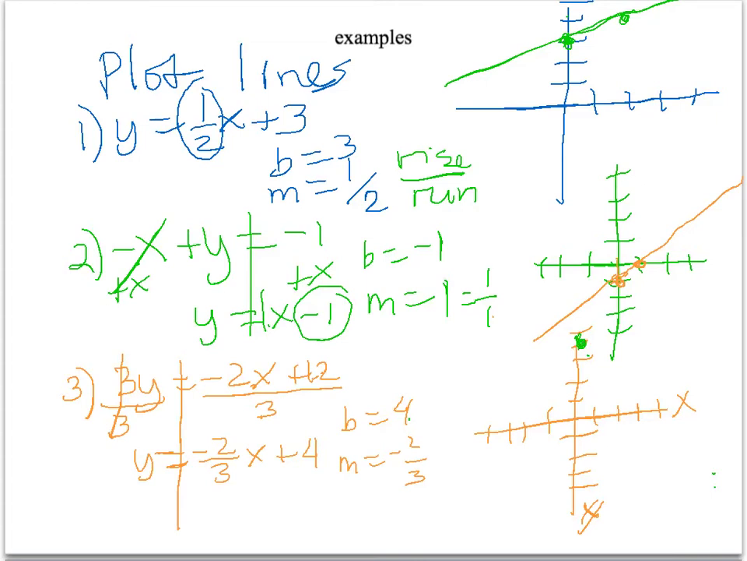Now my slope is negative 2/3. That means either my rise is going to be negative or my run will be negative. And what I always do is say my rise is negative 2, my run is 3. So I'm going to go down 1, 2, over 1, 2, 3. There's my second point. I draw the line. And I know the graph is going in the right direction because I have a negative slope, and a negative slope gives me a downhill line.